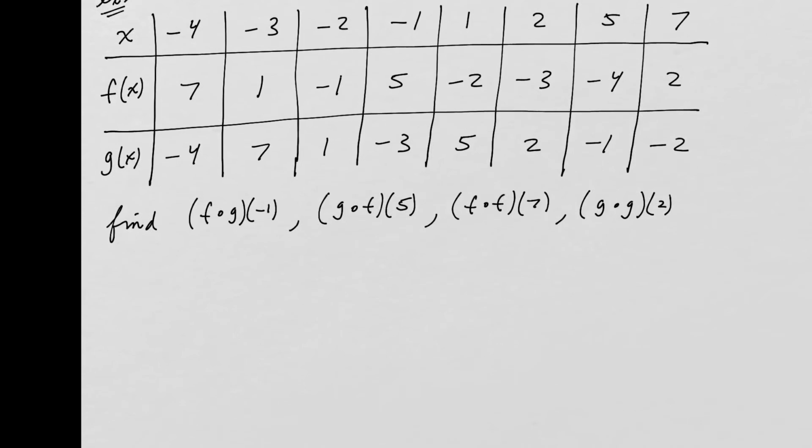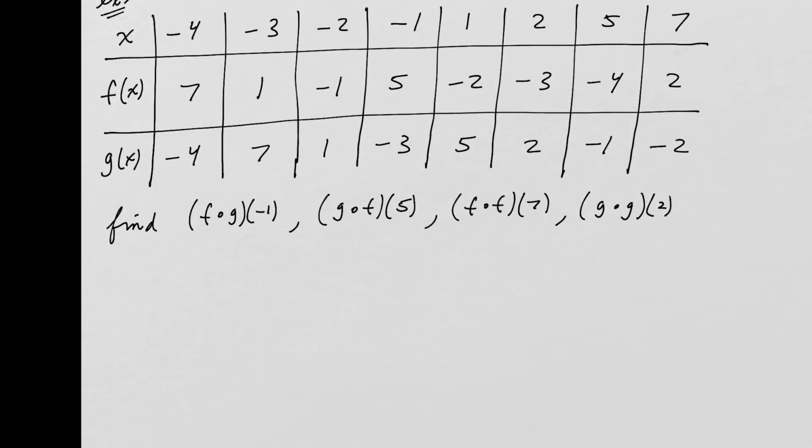Okay, so first of all, remember what this means. F of g of -1 is the same as f of g at -1. So we go to our inside function, the g function. If the input is -1, that's here, what is the output of the g function? It's -3, right? So this is going to be the same as f of -3. So now I go to my f function, and where the input is -3, the output is a 1. So this should be equal to 1.